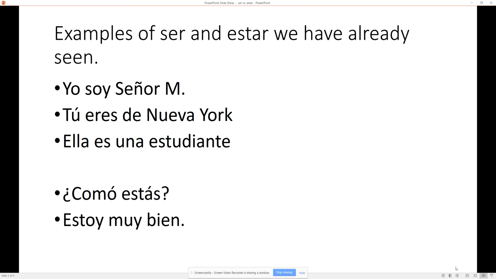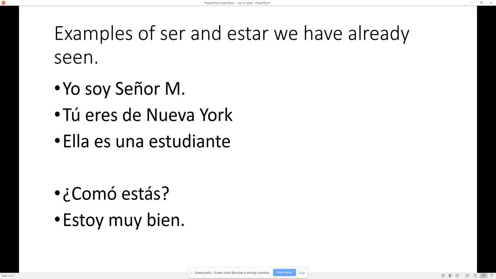So we've seen a couple examples of ser and estar already in class. So when we were going over introductions, you can see here, yo soy Señor MA, so I am Señor MA. Also, you are from New York, so tú eres de Nueva York. Please note de means from. We're going to be working on prepositions soon. And ella es una estudiante, so she is a student.